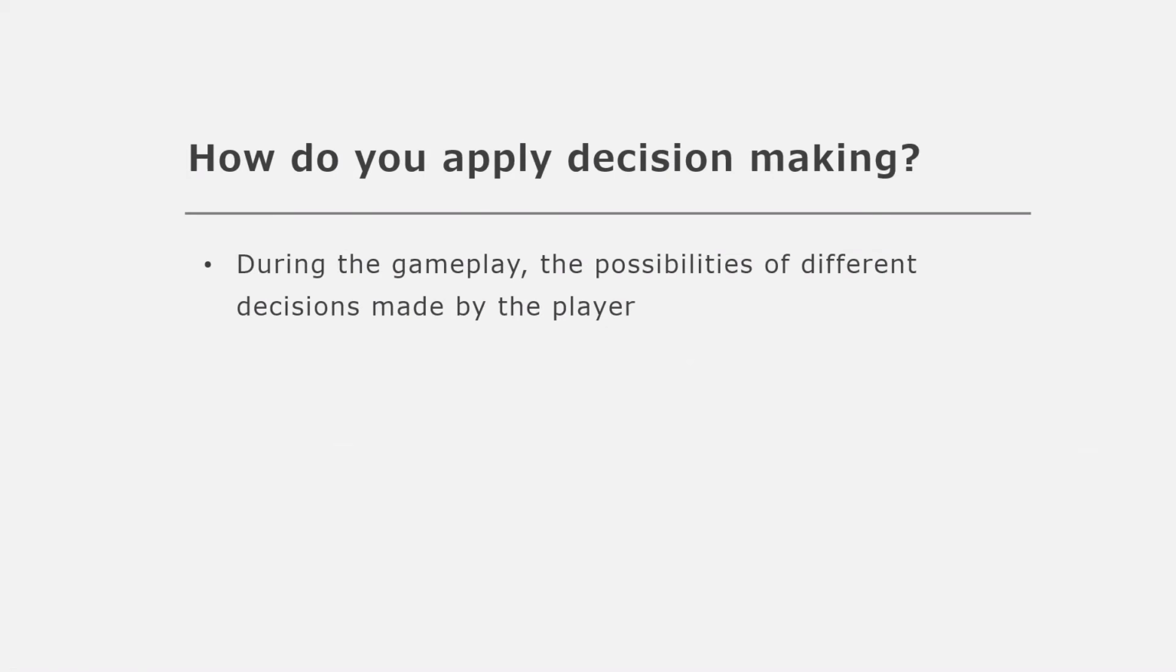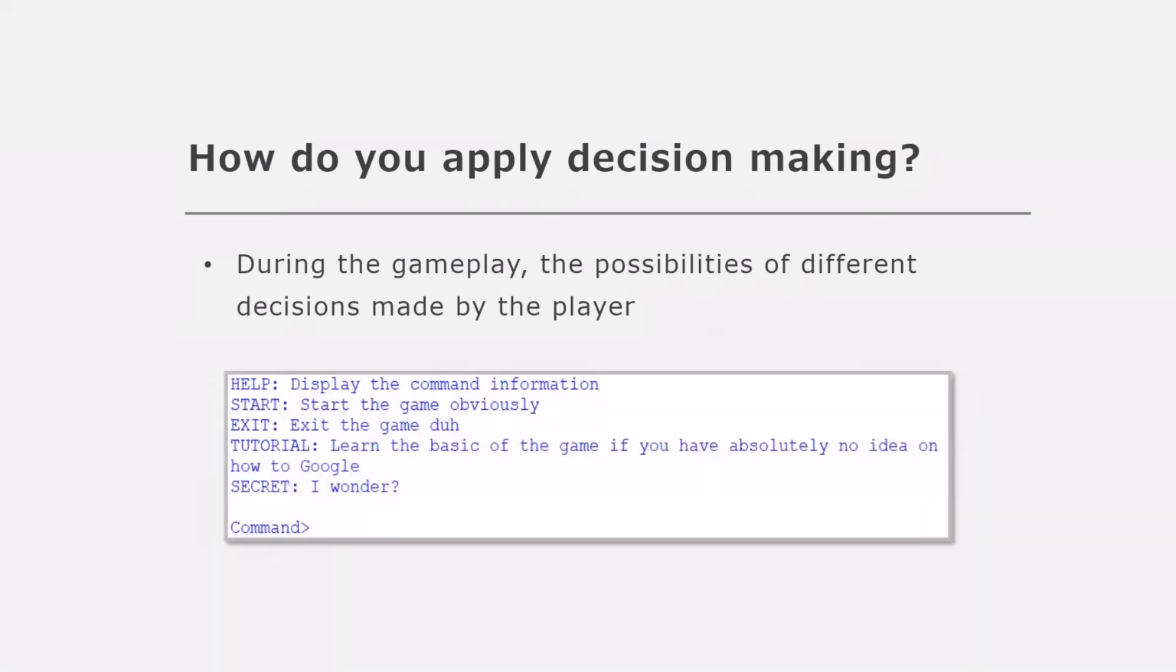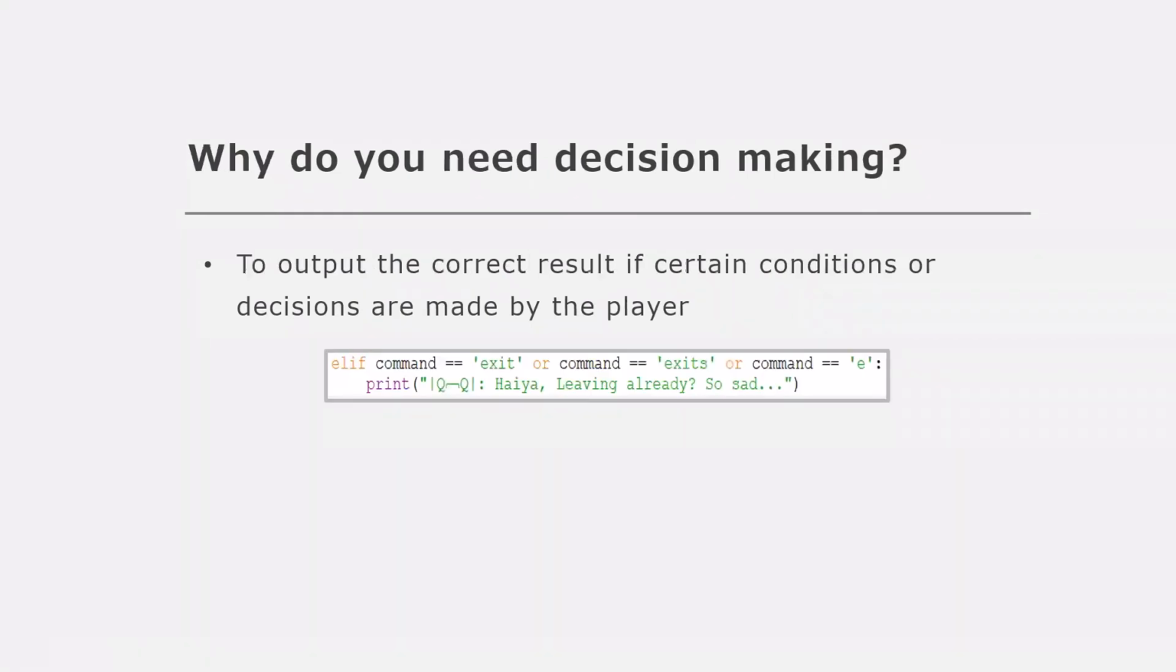How do you apply decision making? During the gameplay, decision making should be considered and applied, as every possible decision made by the player should be considered. In addition, we need it because it is required to produce the correct result if certain conditions or decisions are made by the player.